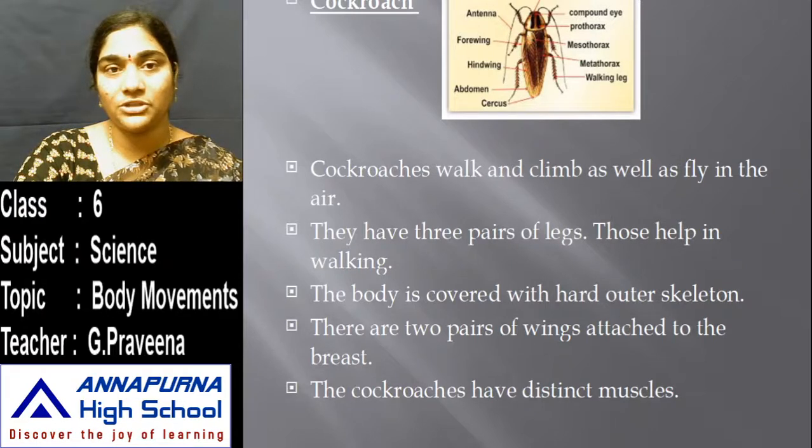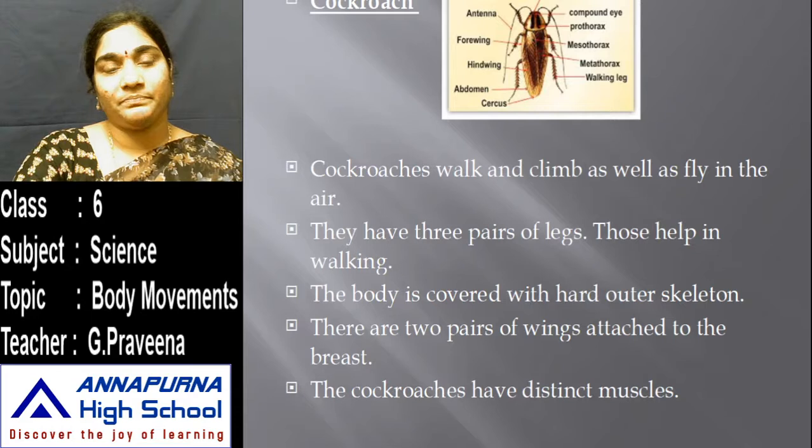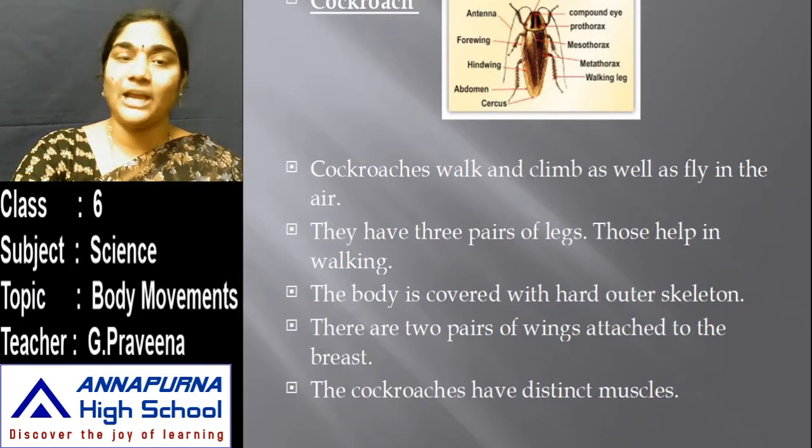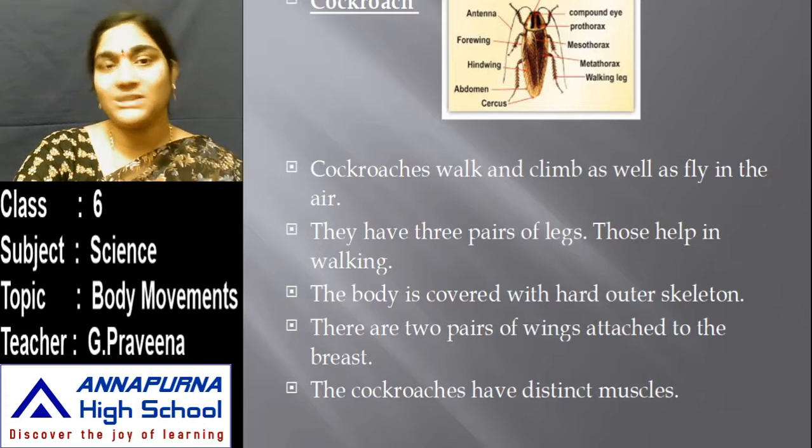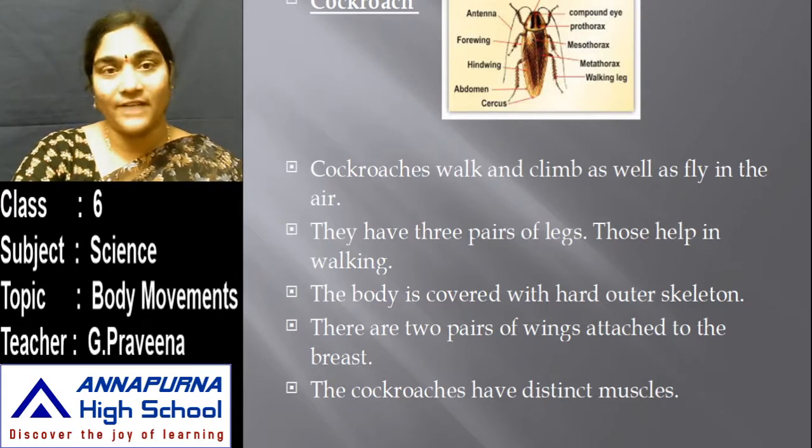When you touch the outer surface, it is somewhat hard. So it is made up of a hard outer skeleton. And there are two pairs of wings that help it to fly, and these wings are attached to the breast. Cockroaches have distinct muscles. With the help of these muscles, cockroaches can walk, climb, and even fly.